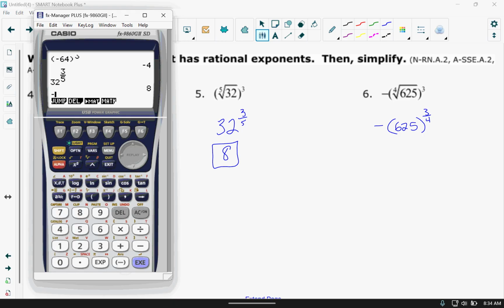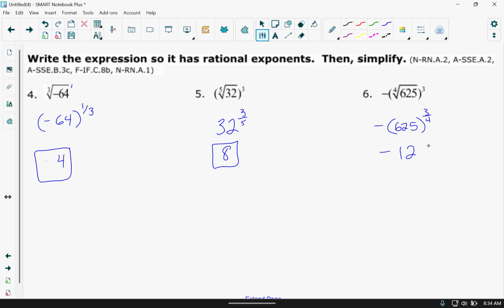So negative parentheses 625 to the 3/4 power. So it's negative 125.